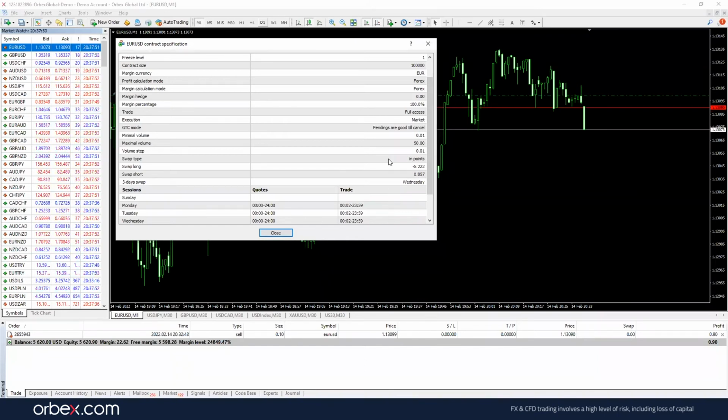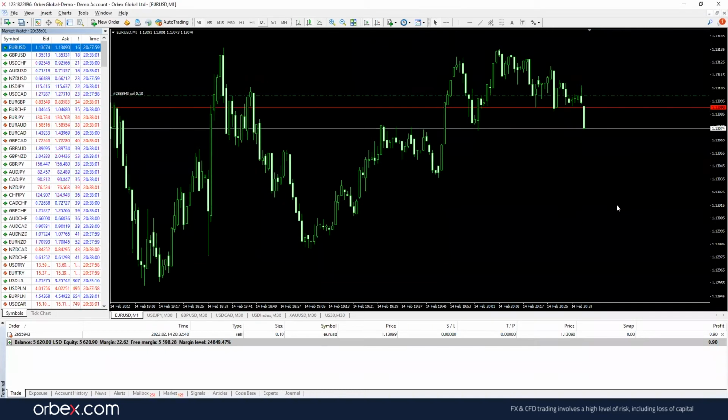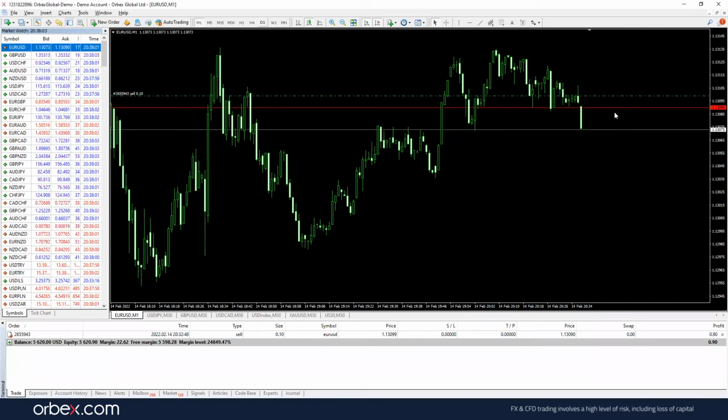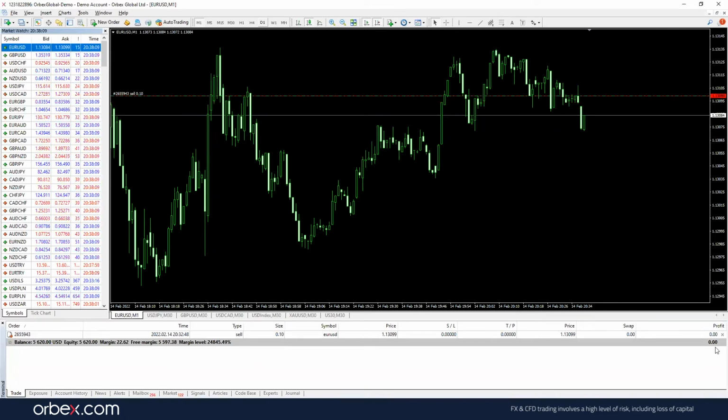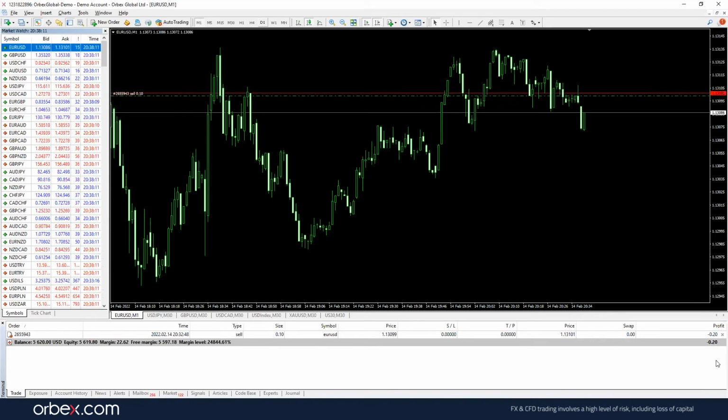And then that gives you an exact swap value on that as well. So just a few things to keep in mind there. Going back to my live trade, my ask price has dipped below my open, because I have a sell position. As you can see, oh no, it's okay, I spoke too soon. Now we've gone back up.